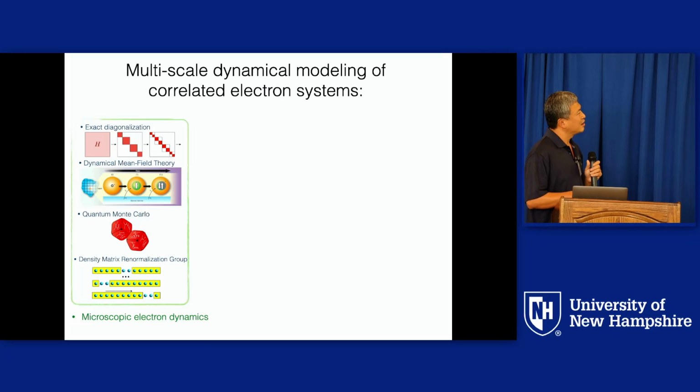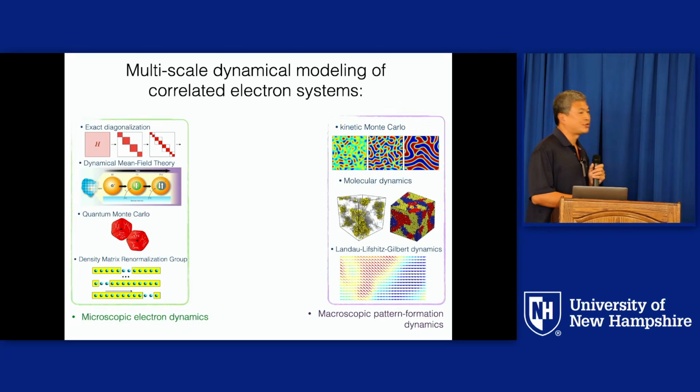On one hand, to solve these electronic problems, you need to use time-consuming microscopic many-body techniques ranging from exact diagonalization, dynamical mean field theory, quantum Monte Carlo, or DMRG, depending on how difficult the interactions in your electron Hamiltonian are. But on the other hand, you need to do large-scale dynamical simulations like kinetic Monte Carlo, molecular dynamics, or Landau-Lifshitz-Gilbert dynamics, in order to capture these complex patterns at a mesoscopic scale.